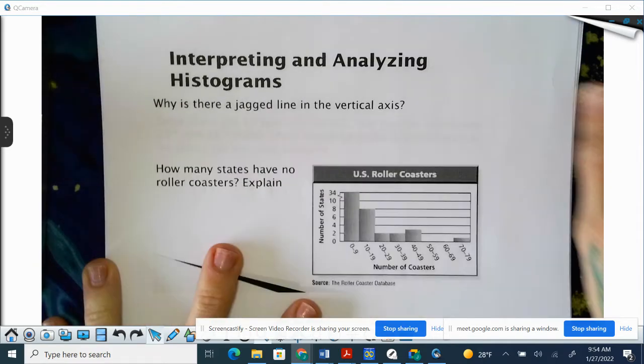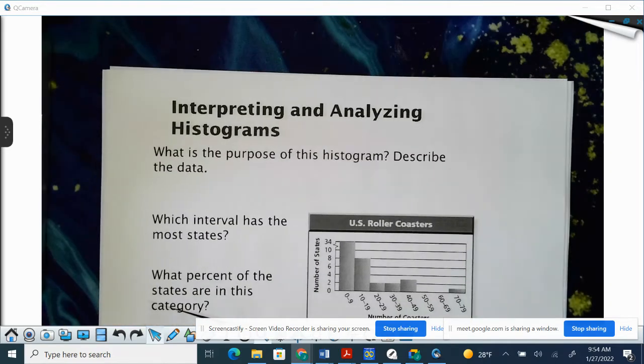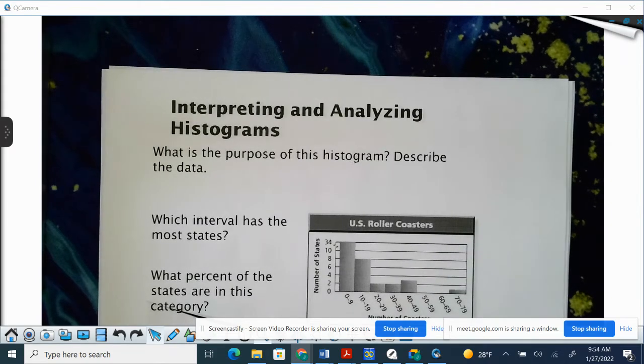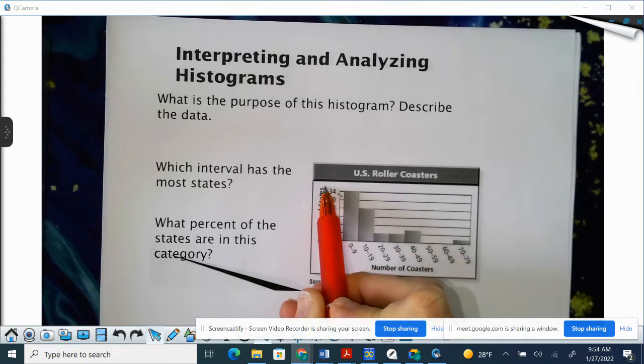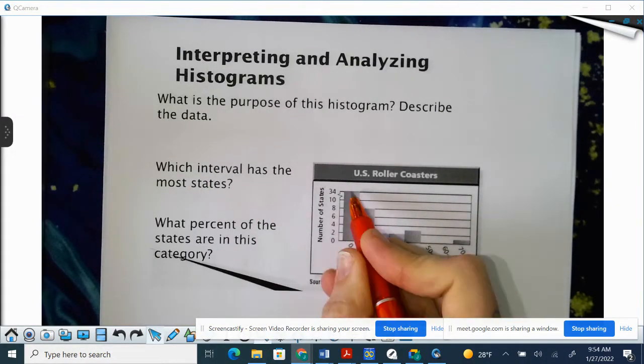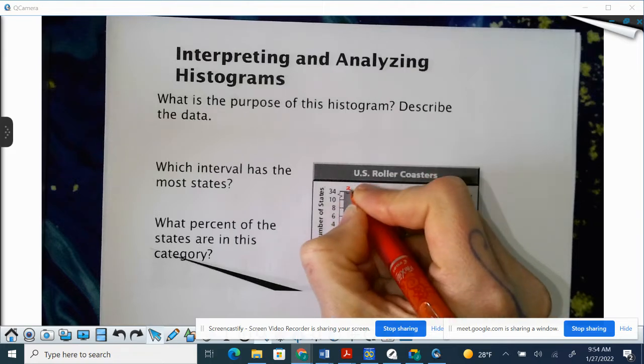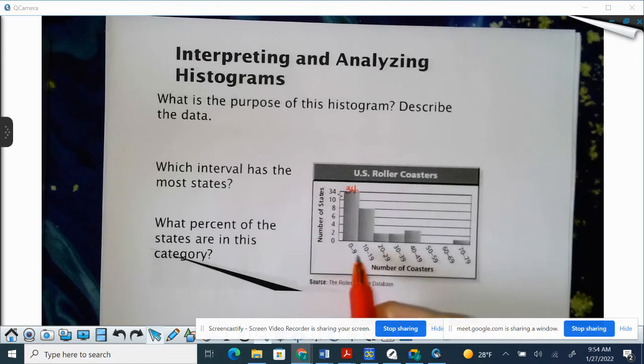All right, so another example. Which interval has the most states? So it's number of coasters, roller coasters, number of states. For the interval with the most, you're going to look for the highest bar. So this is 34. This is 0 to 9, 10 to 19, 20 to 29. So they are all matching.